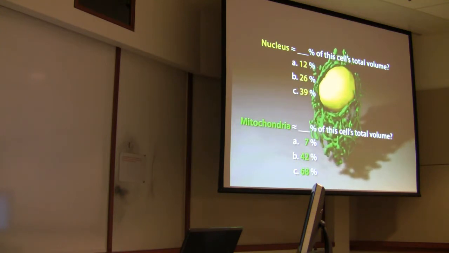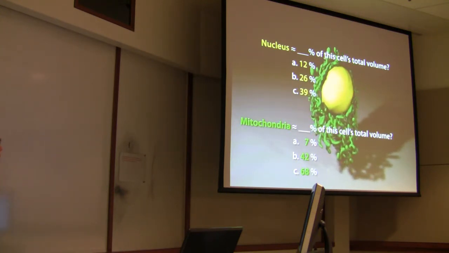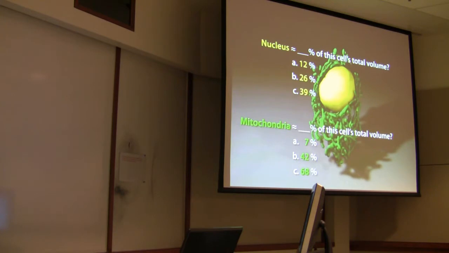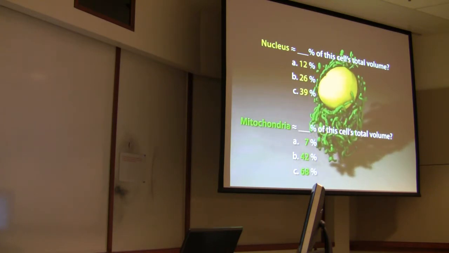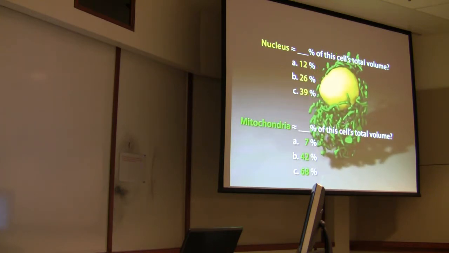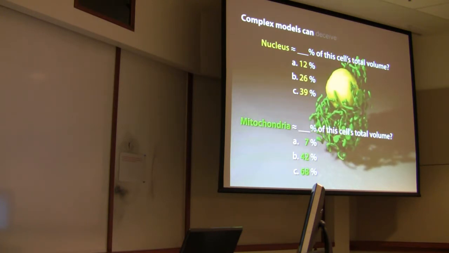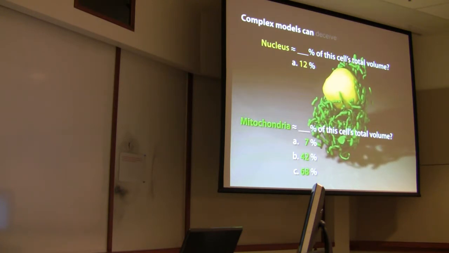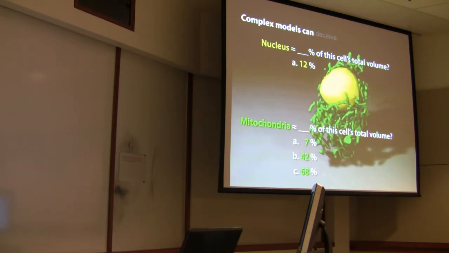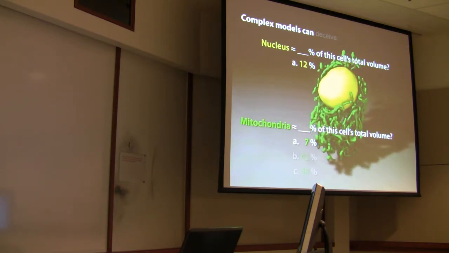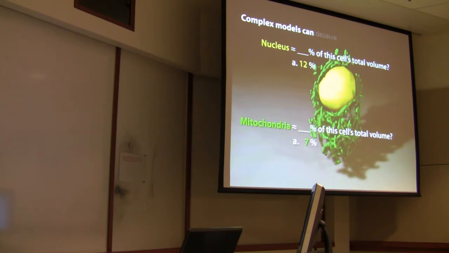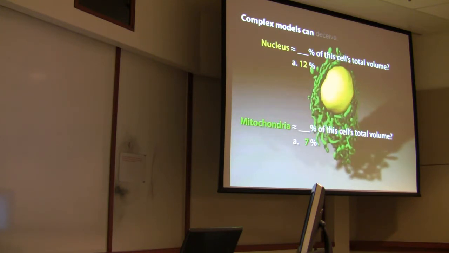How much of the cell's total volume do you think that the green mitochondria occupy? About 7%, 42%, or about 68%? Believe it or not, the correct answers are closest to 12% for the nucleus and only 7% for the mitochondria, much lower than most people infer by glancing directly at these representations of the data.